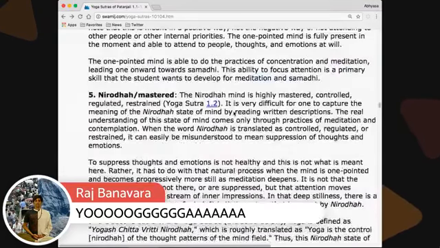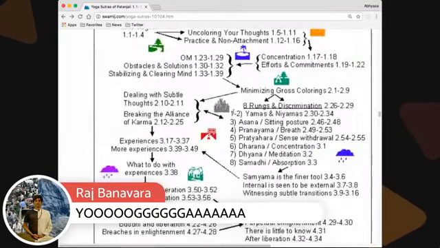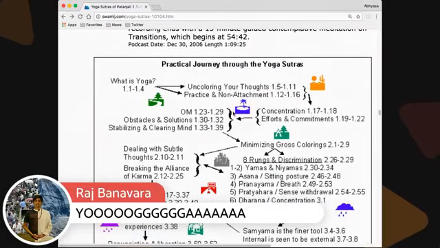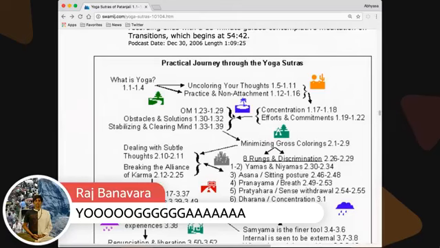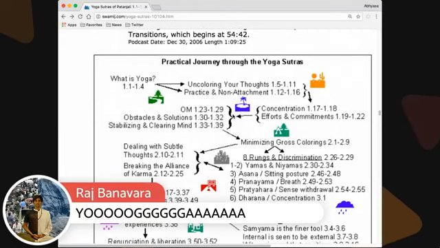Anyway, so those 5 states of mind. And here is a little picture. I'm going to briefly comment on this. This was an attempt to make a picture graphic that's showing the whole thing. What is yoga? There's the first section there. It has to do with uncoloring your thoughts and practice and non-attachment. It involves concentration and efforts. There's the Om, and then minimizing gross colorings, then dealing with the subtle, breaking the alliance of karma.